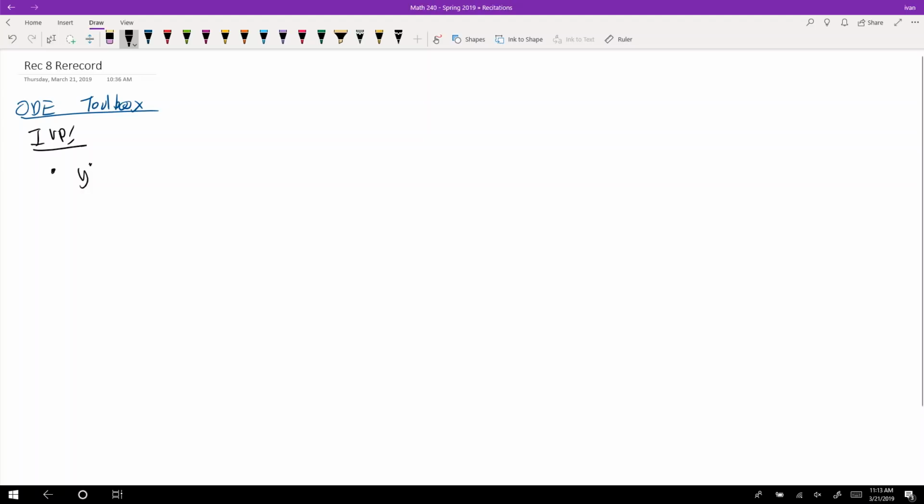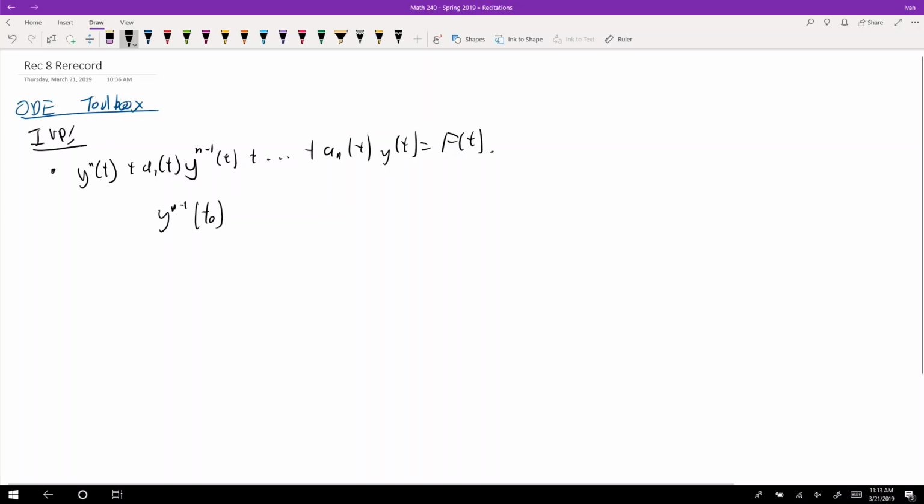So we have the differential equation: y to the nth derivative of t plus a1(t) times y to the (n minus 1) derivative of t, plus all the way down to an(t) y(t), is equal to f(t). This is the differential equation given to us, and then we're given some initial value conditions: the (n minus 1)th derivative at some point t naught is some constant c1, then the (n minus 2)th derivative at t naught is some other constant, and all the way down to y(t naught) is equal to some constant cn.